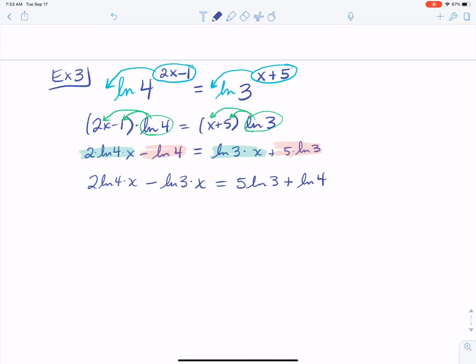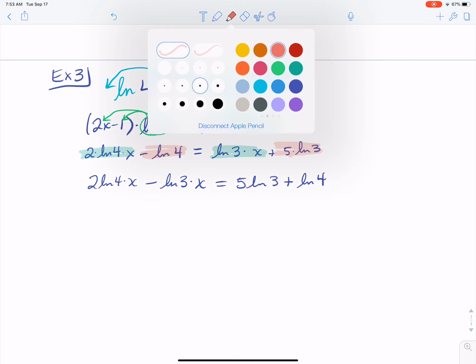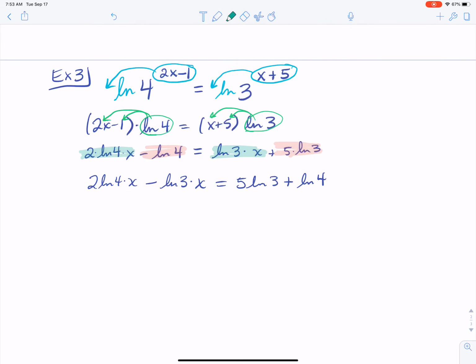All right, now we need to get x by itself. So that means, if you see here on the left, we have this x right here and this x right here. So since these two terms both have an x in them, we can factor it out. So we are going to factor out the x, leaving you with 2 ln 4 minus ln 3.